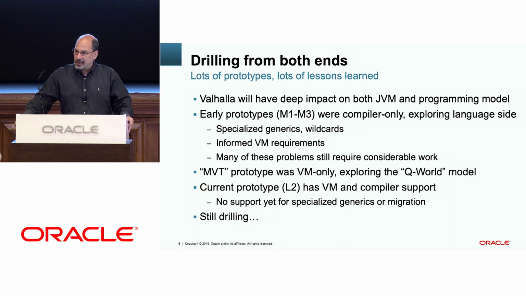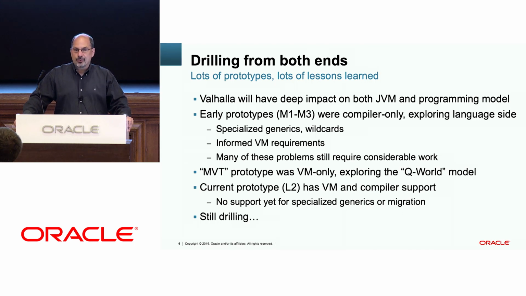Last year at JVMLS, we had a prototype called MVT, Minimal Value Types, which was truly minimal, and probably none of you tried it because it was pretty painful to program with. But it was aimed at proving that it was possible to get these layout benefits at all.